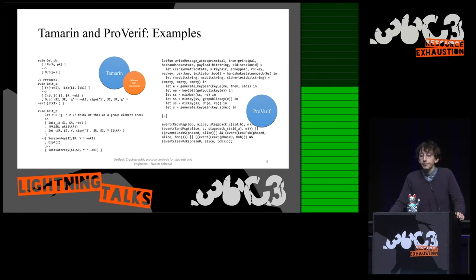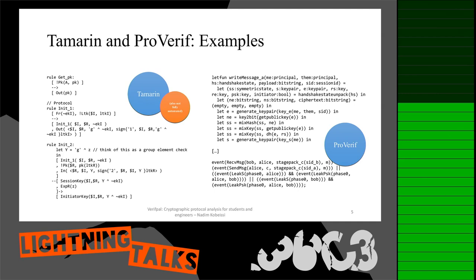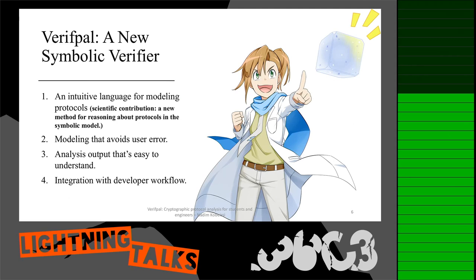So why is that? Well, it's because it's complicated. Unless you're a specialist in cryptography, it's unlikely that you will be able to really delve into how Tamarin and Proverif work. So I am working on VerifPal. VerifPal also allows you to model, analyze and reason about protocols, but it's really friendly. It has an intuitive new language for easily describing what Alice and Bob are doing. It has a modeling framework and engine that avoids user error and is easier to use. It even has a user manual that comes with a manga about formal verification, and it's really nice.